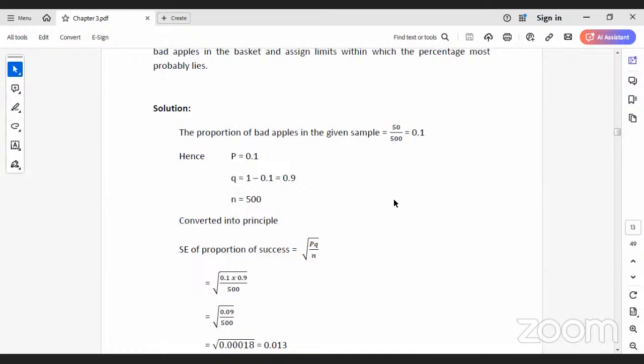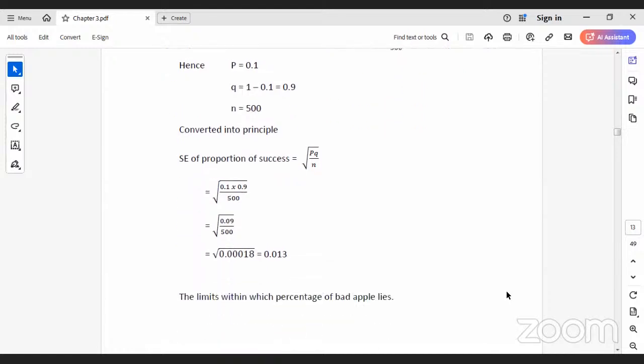So after converting into the principle, standard error of proportion of success is equal to the square root of PQ by N. That is the square root of 0.1 into 0.9 by 500. Okay. So here you will get 0.013. 0.013 is the final answer.